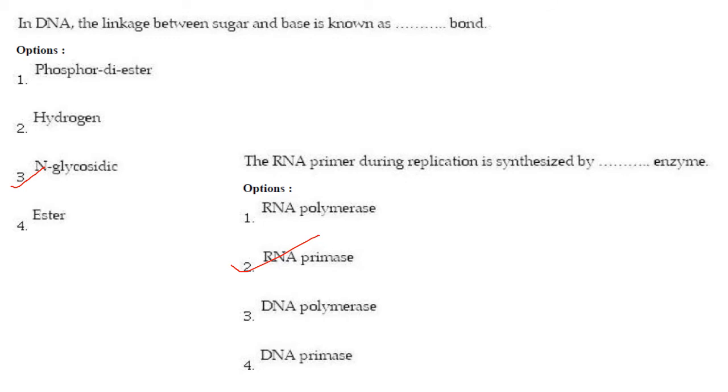N-glycosidic bond. Next one. The RNA primer during replication is synthesized by dash enzyme. Option 1, RNA polymerase, 2, RNA primase, 3, DNA polymerase, 4, DNA primase. Answer is option 2.